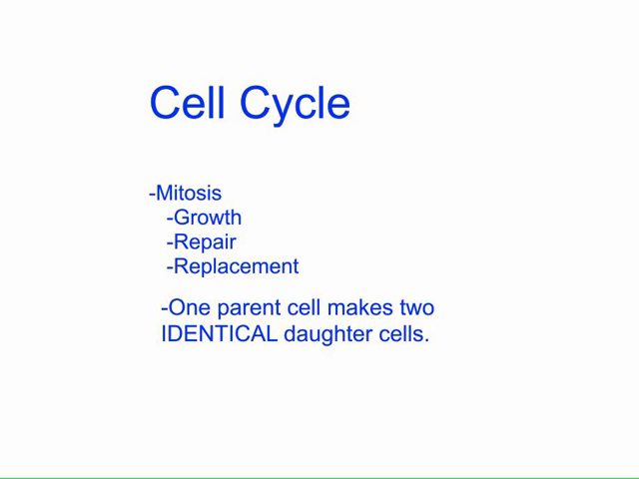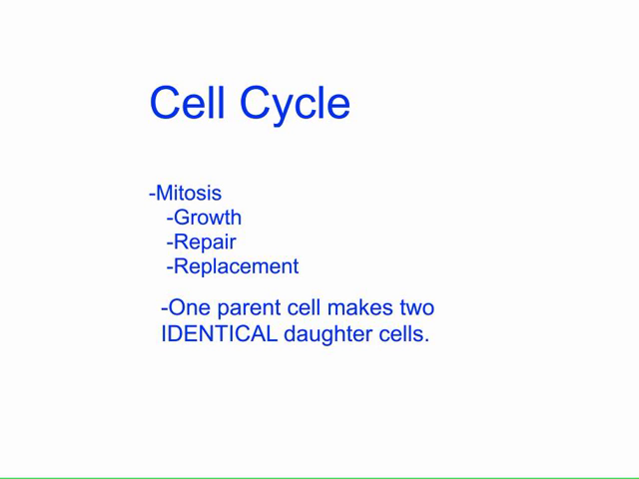The purpose of the cell cycle and mitosis is growth, repair, and replacement. In order for an organism to grow, their cells don't become larger. They duplicate their cells through the process of mitosis to create more cells.